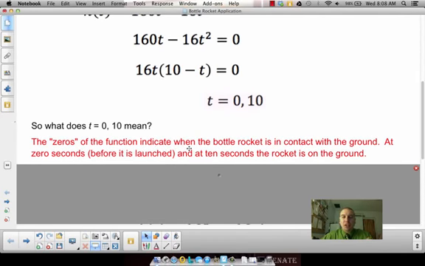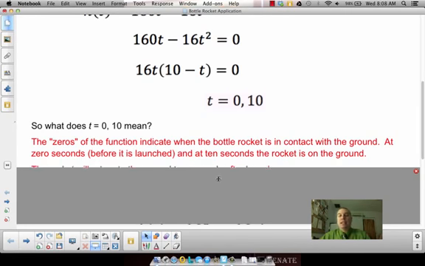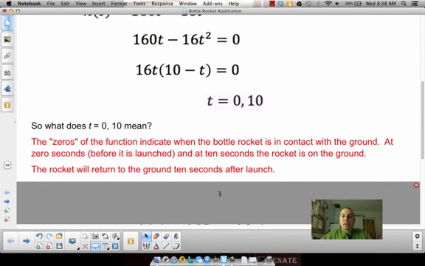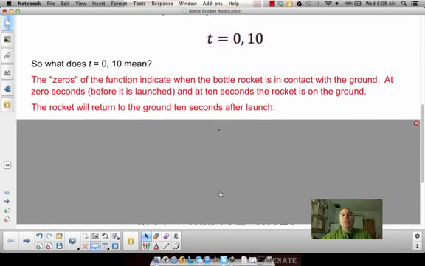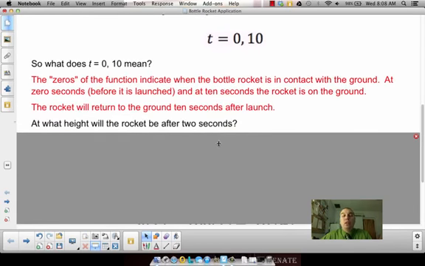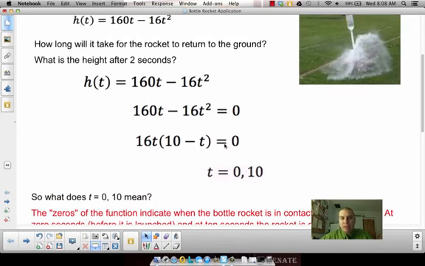So the zeros of the function indicate when the bottle rocket is in contact with the ground, just like we talked about already. So it's before it's launched, and then it comes back 10 seconds later. Okay, so 10 seconds after launch. Alright, so at what height will the rocket be after 2 seconds? I'm going to scroll back up here and take a look at this. At what height will I be after 2 seconds?